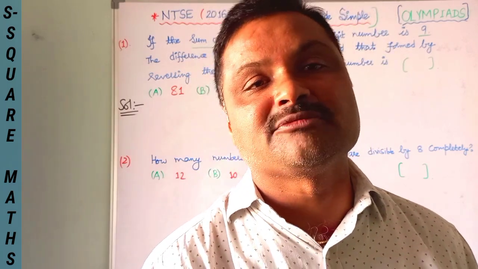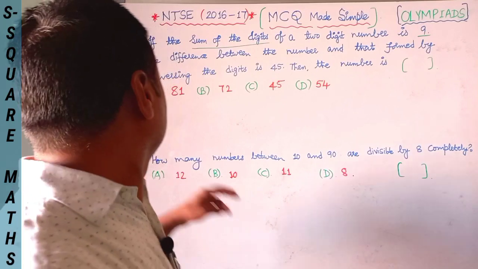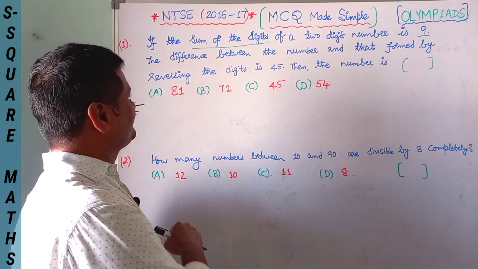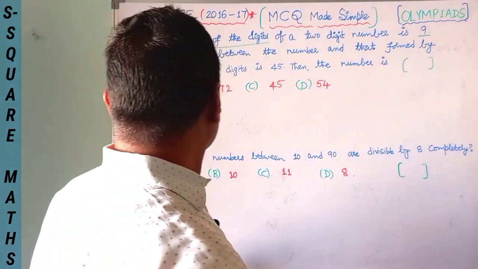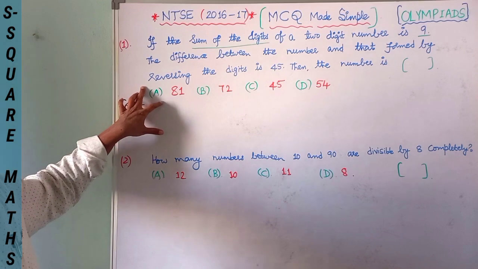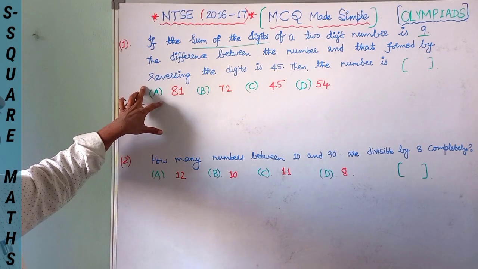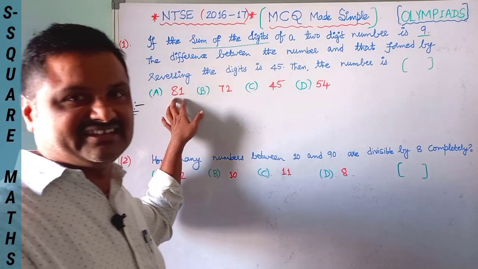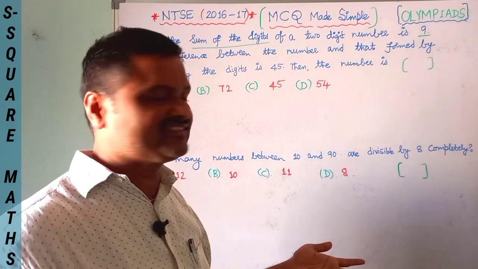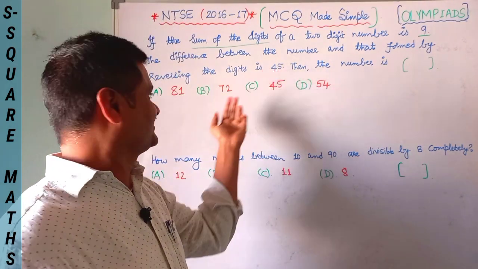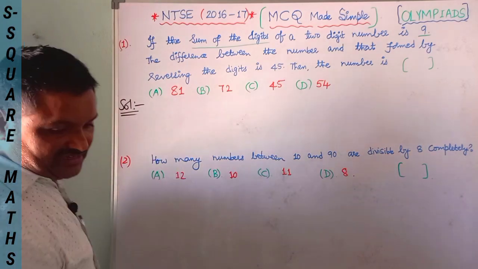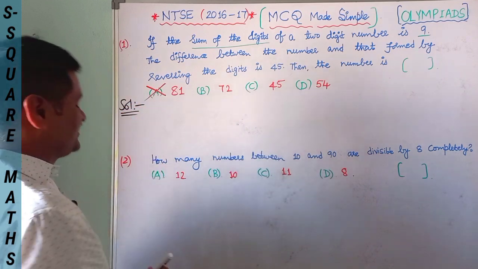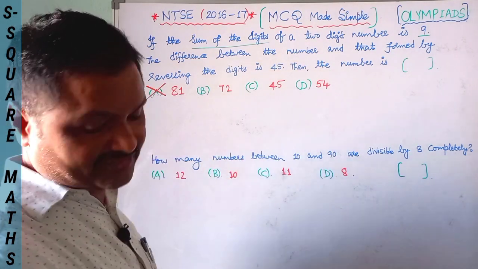Now the second condition plays a crucial role throughout the problem. The difference between the number and that formed by reversing the digits is 45. So if you check options A, B, C, D, the given options, the second condition should be satisfied. 81. Okay, reverse the digits: 18. 81 minus 18, obviously you won't get 45. So here you can say that A option fails.